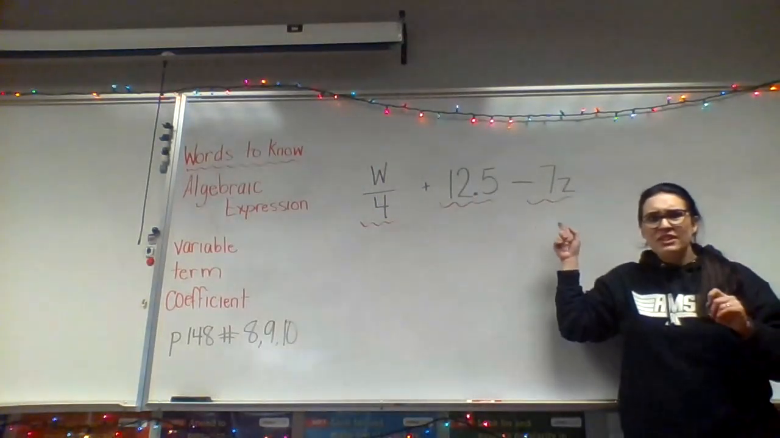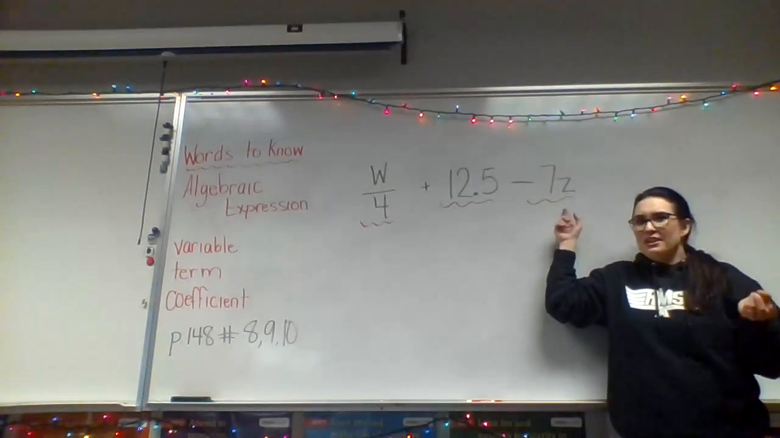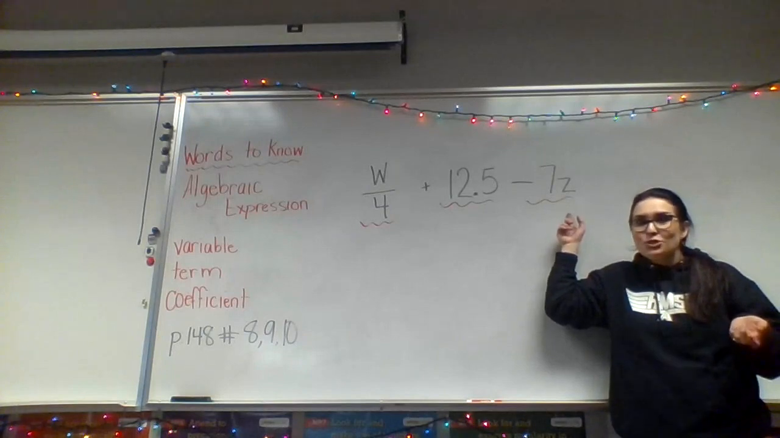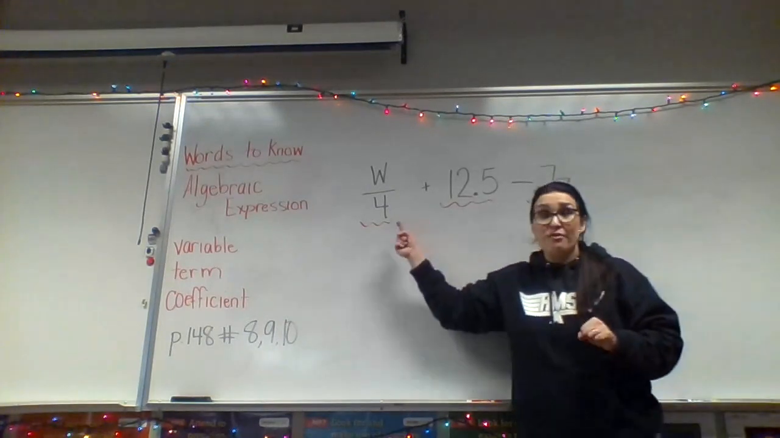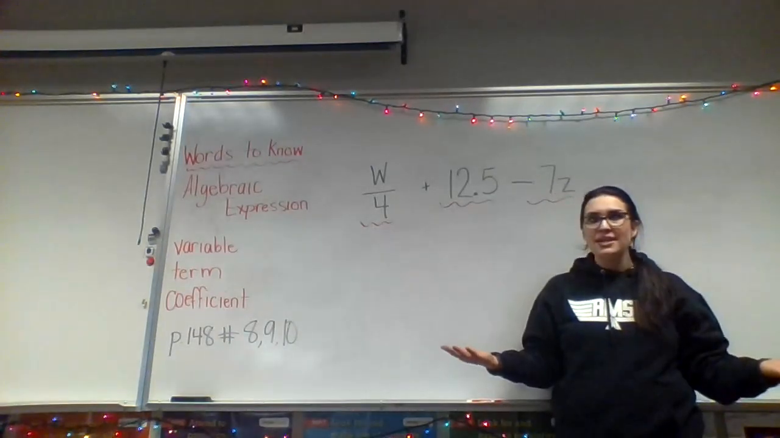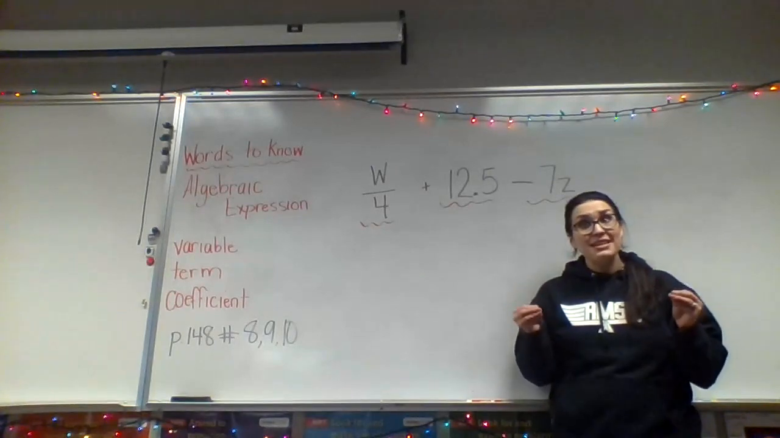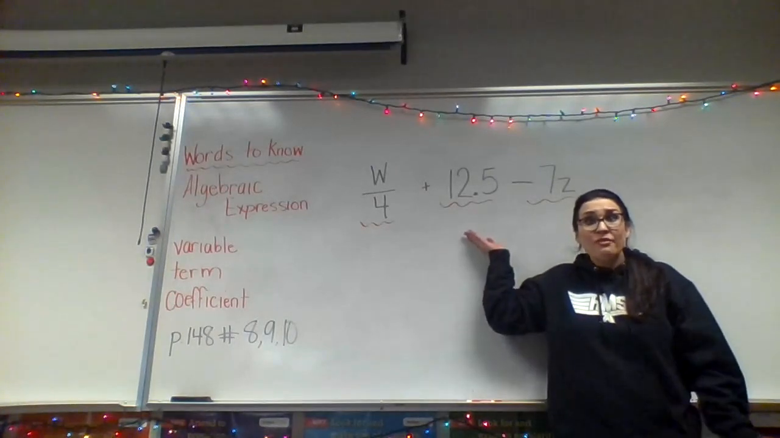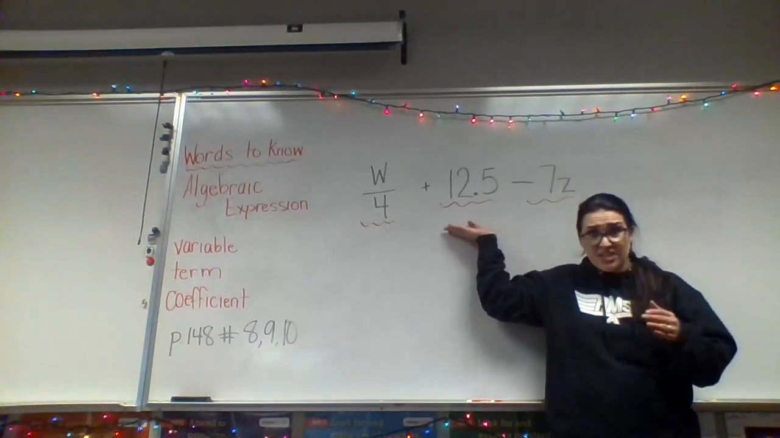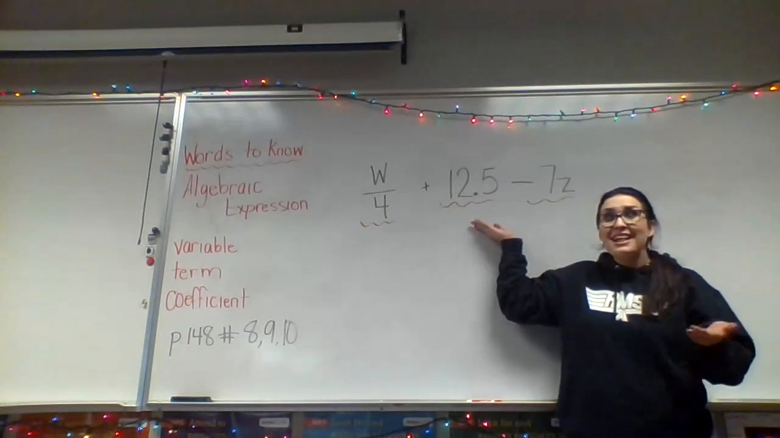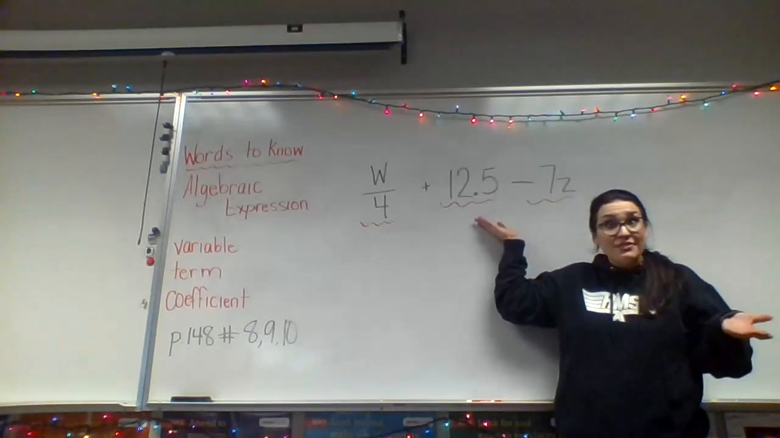Let's look at 7z. If z is 1, well, 7 times 1 is 7. Okay. But what if z is 3? 7 times 3 is 21. So do you see how the value of this term and the value of this term totally depend on whatever the heck that unknown is, whatever that variable is? The only piece that stays the same is 12 and a half. Why? I'm not multiplying it by anything. There's no variable in this term right here, correct, my friends? That means it's staying constant. It's staying the same. It is not changing its value.